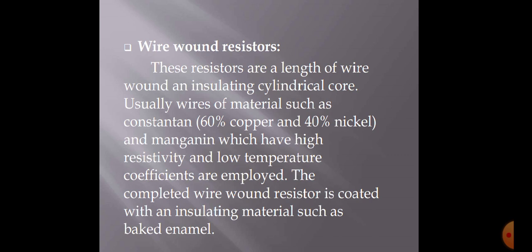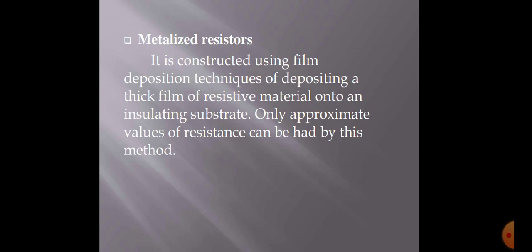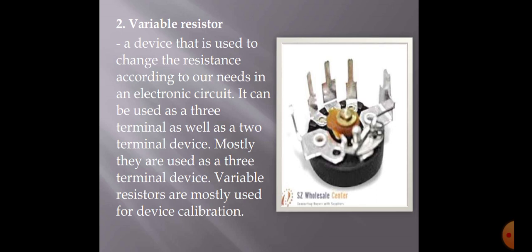So in carbon composition resistor, the carbon material is used to manufacture the resistor. Then in wire wound resistor there is 60% copper and 40% nickel material used. Material means it is used in the form of wire, and the resistor is made with copper and nickel wire. That's why it is called a wire wound resistor. Then metal film resistor, here a resistive material on an insulating substrate is used, that's why it is called a metal film resistor. Then next type is a variable resistor.